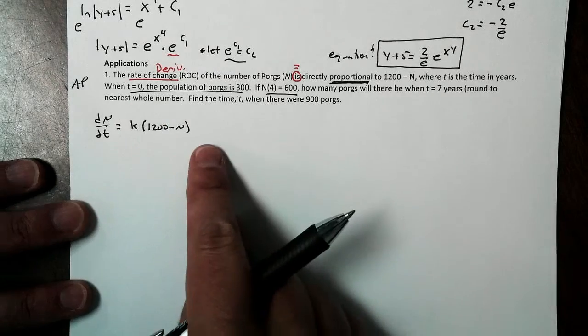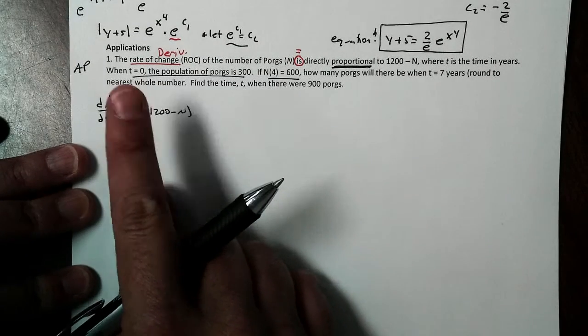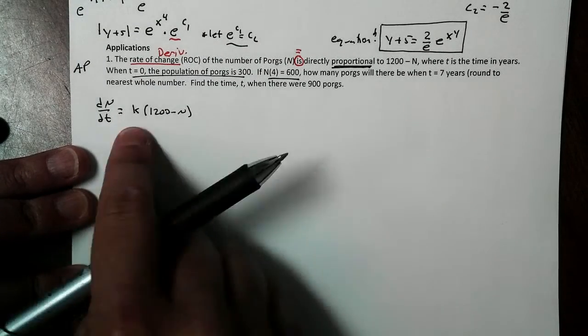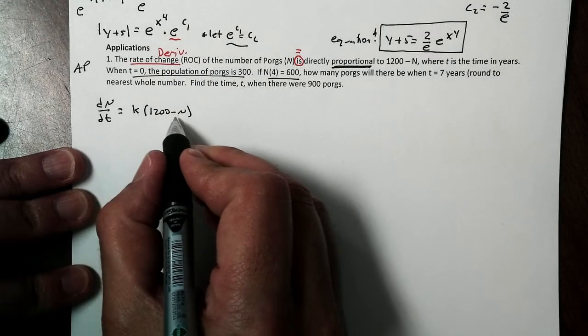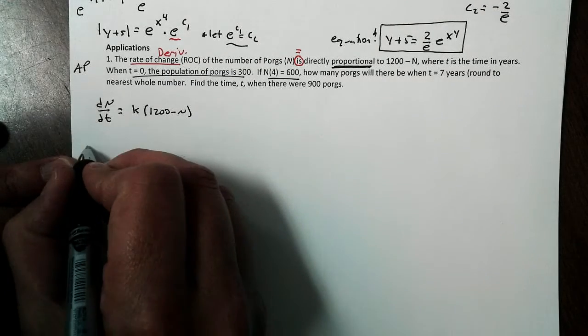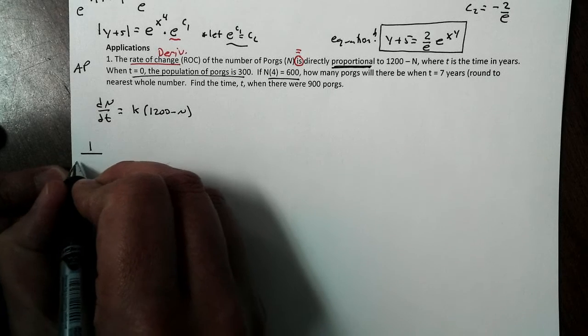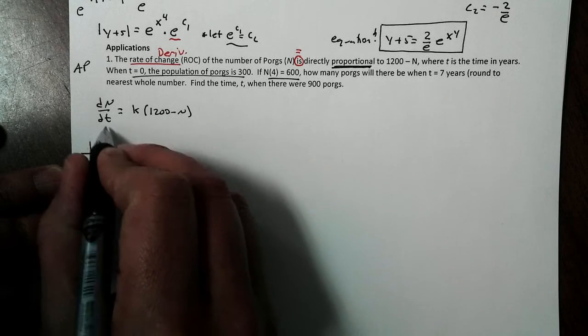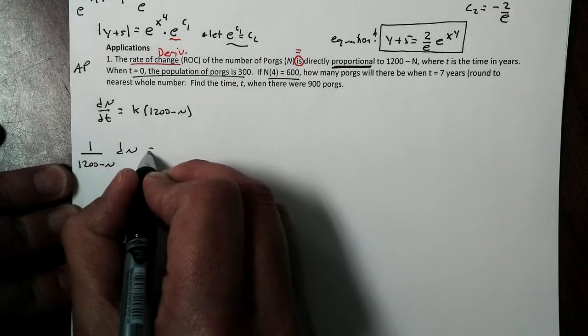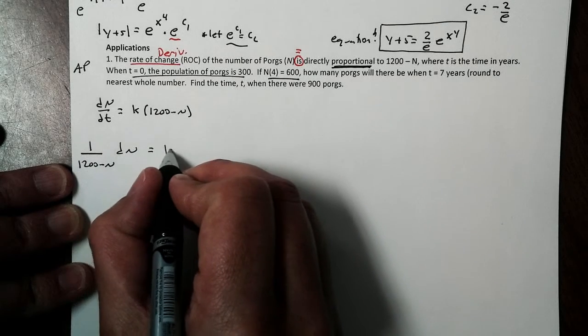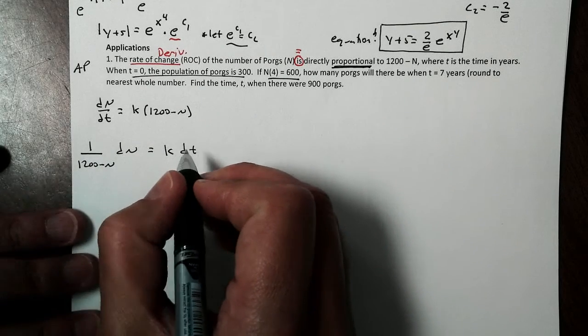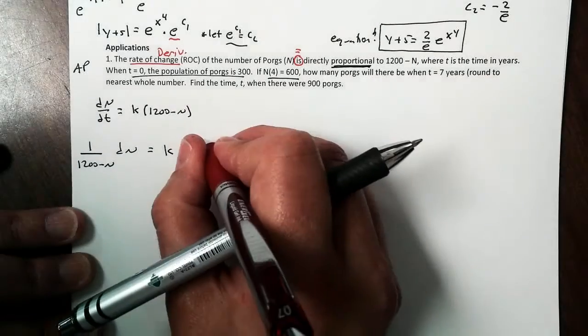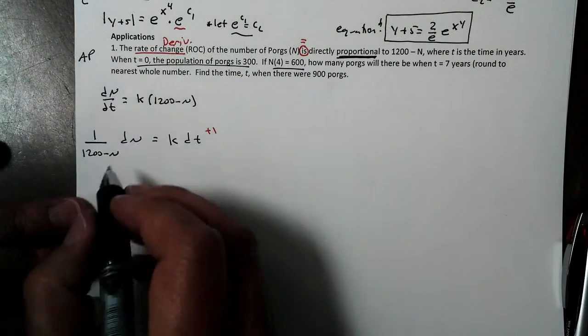So before I do anything else, I'm going to solve for n here. To do that, we're going to separate our variables. So I'm going to bring the 1200 minus n over. So we get 1 over 1200 minus n dn. Remember, don't move the constant. Leave that here, k dt. And remember, the AP will give you 1 point for that. And so will I. I'm nice.